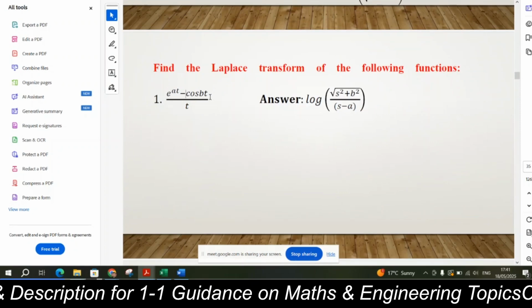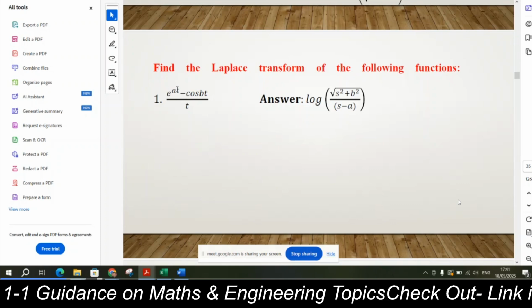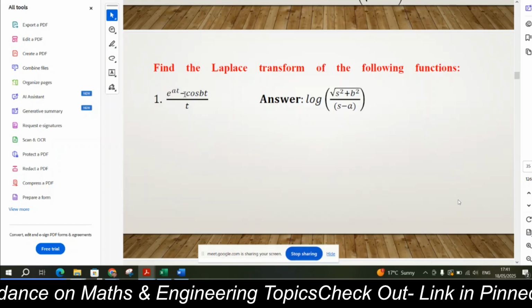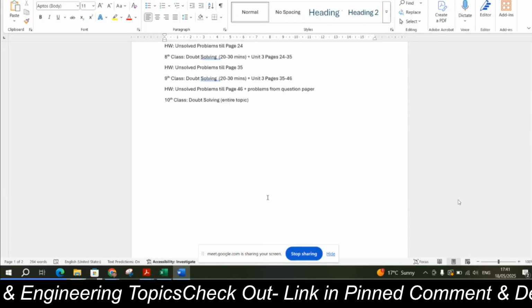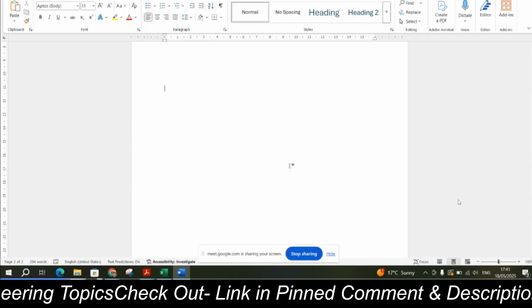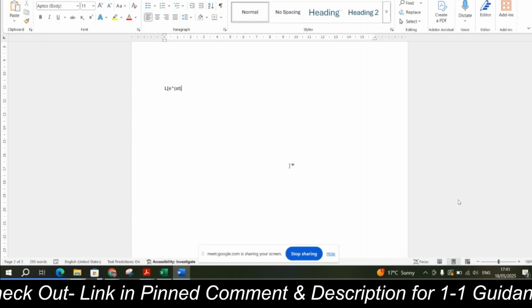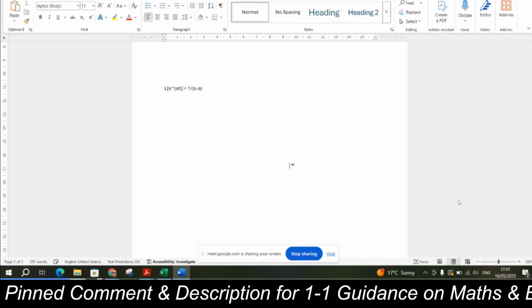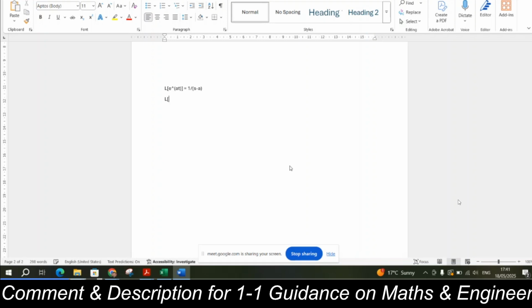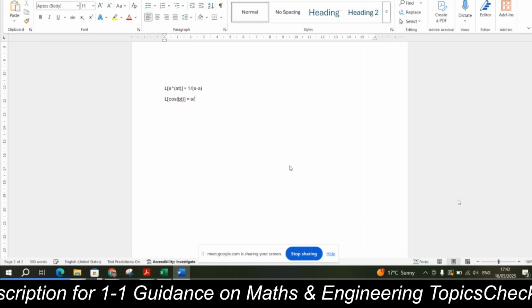So that will be, e^at is 1 by s minus a. I think so, yes. So 1 by s minus a. Let me put it over here so that we are clear. So Laplace of e^at will be equal to 1 upon s minus a. Is that correct? And you have the Laplace transform of cos bt. Correct? That's s upon s square plus b square.